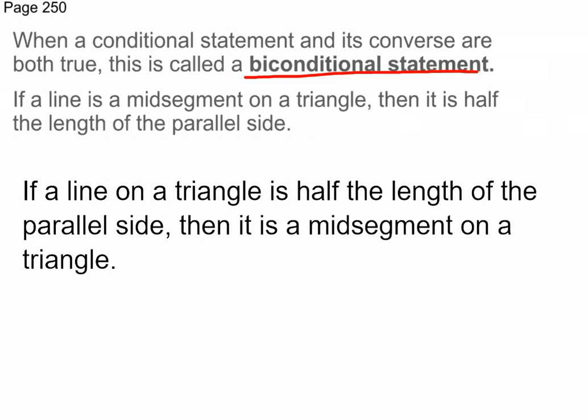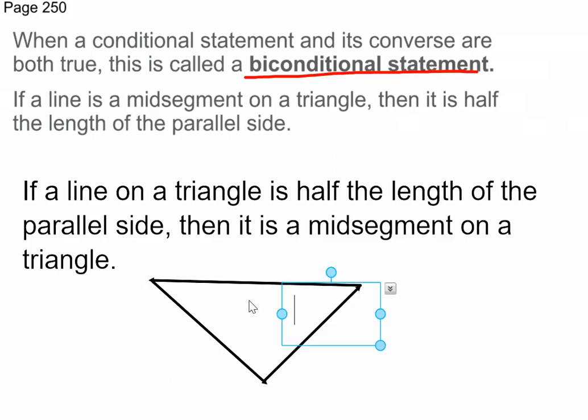Well, let's test it. Let's make a triangle. And I'm going to say that this is 10, so I can make a line that is 5. And if I put it right here in the mid-segment, then that would be true. But it doesn't say that that side has to be parallel. It just says it has to be half the length of the parallel side.